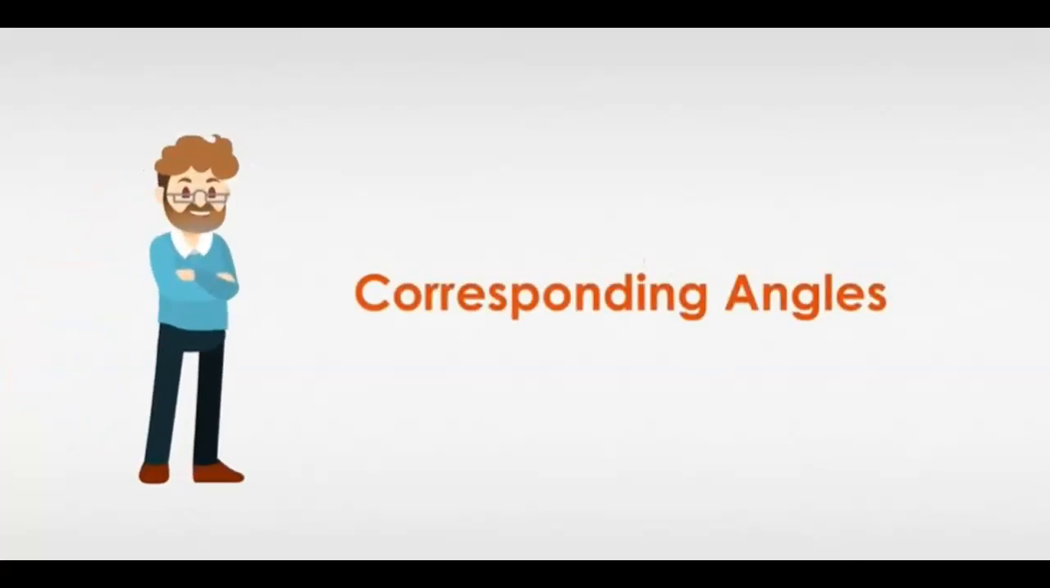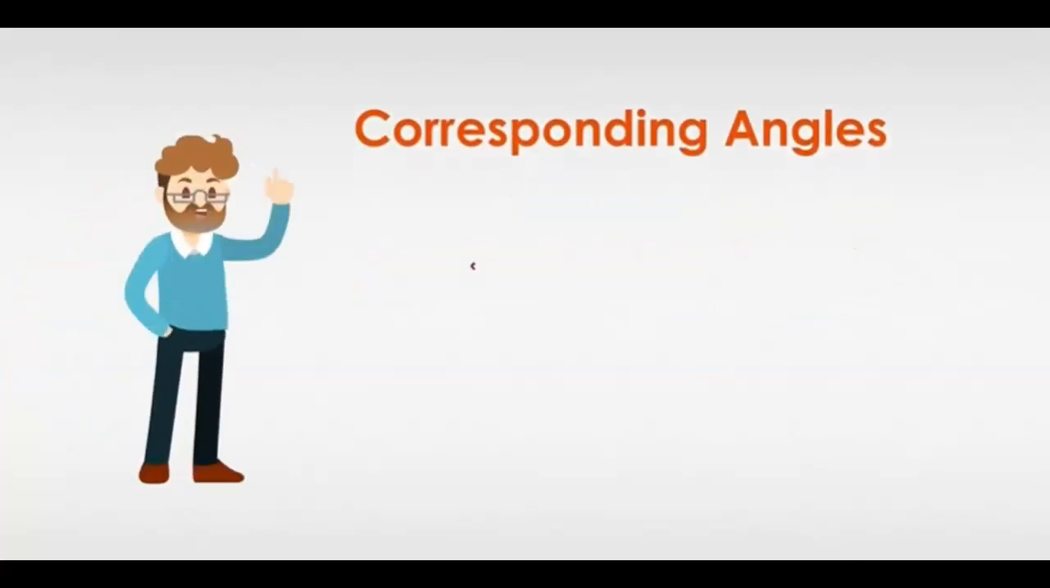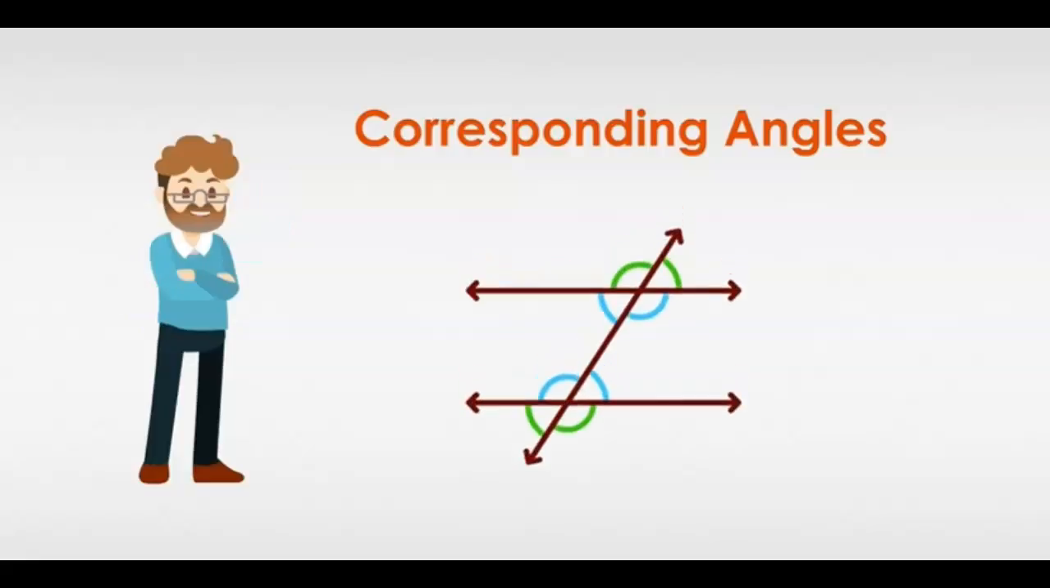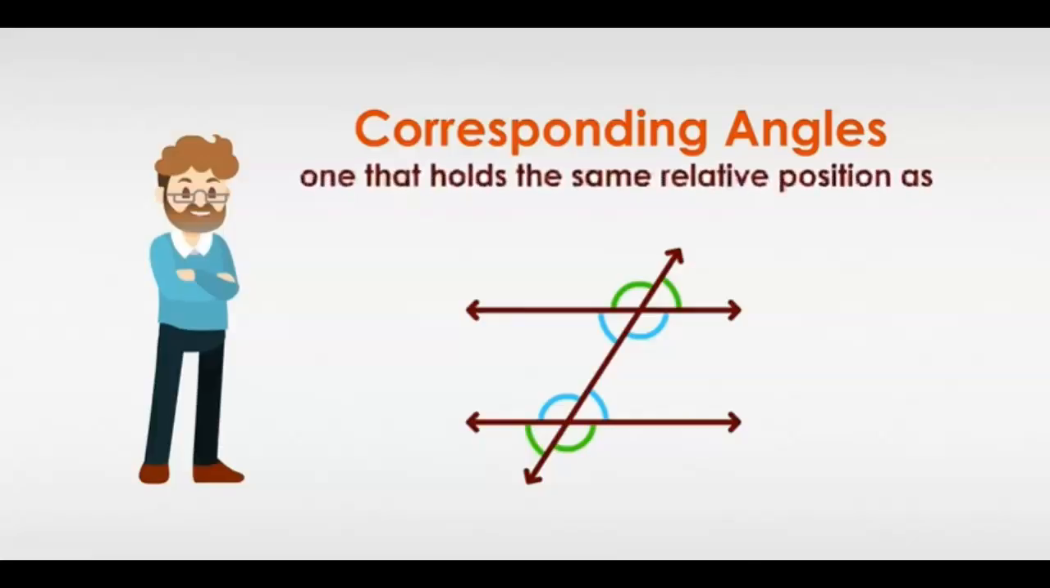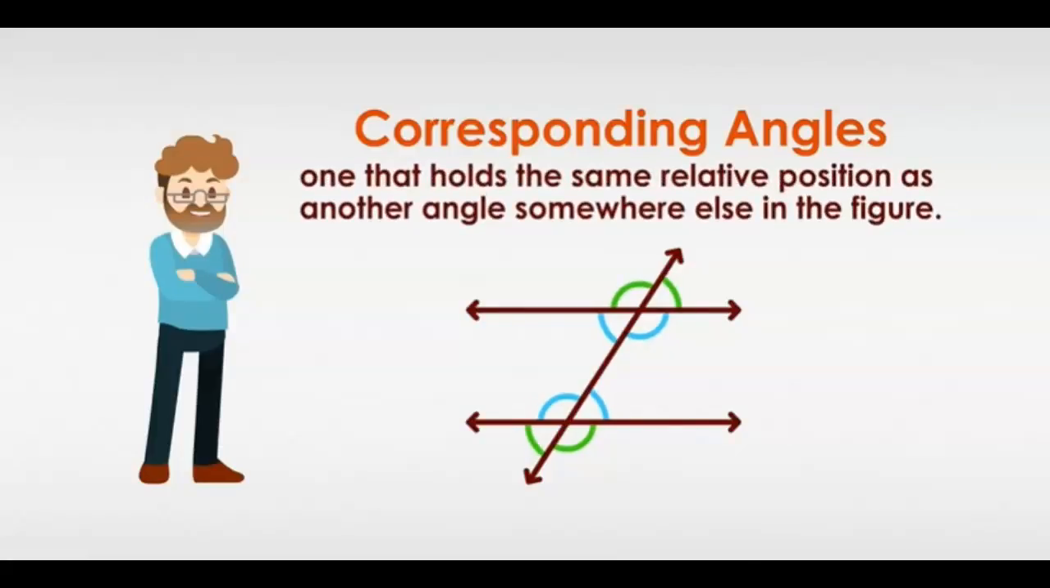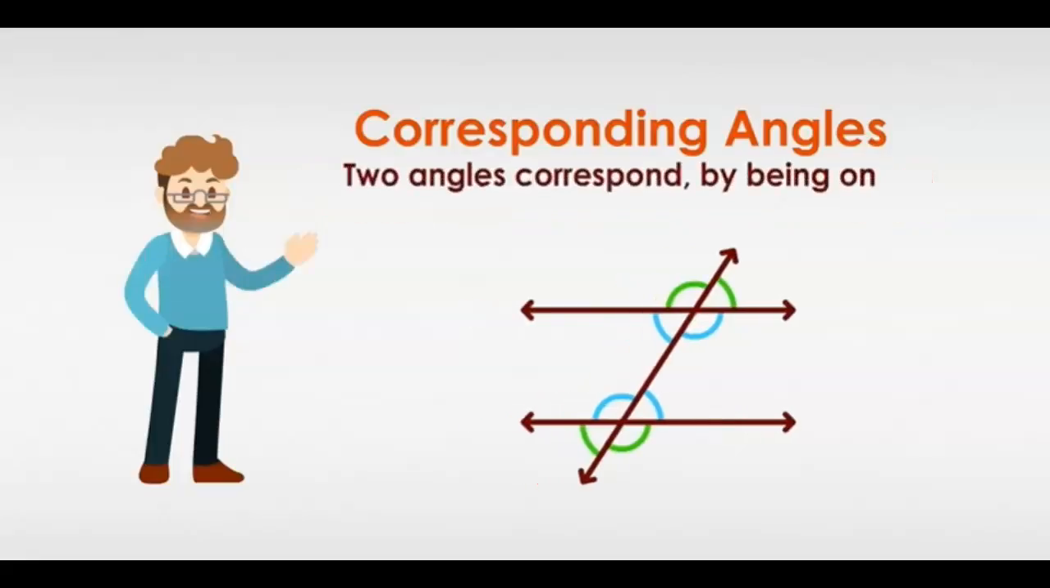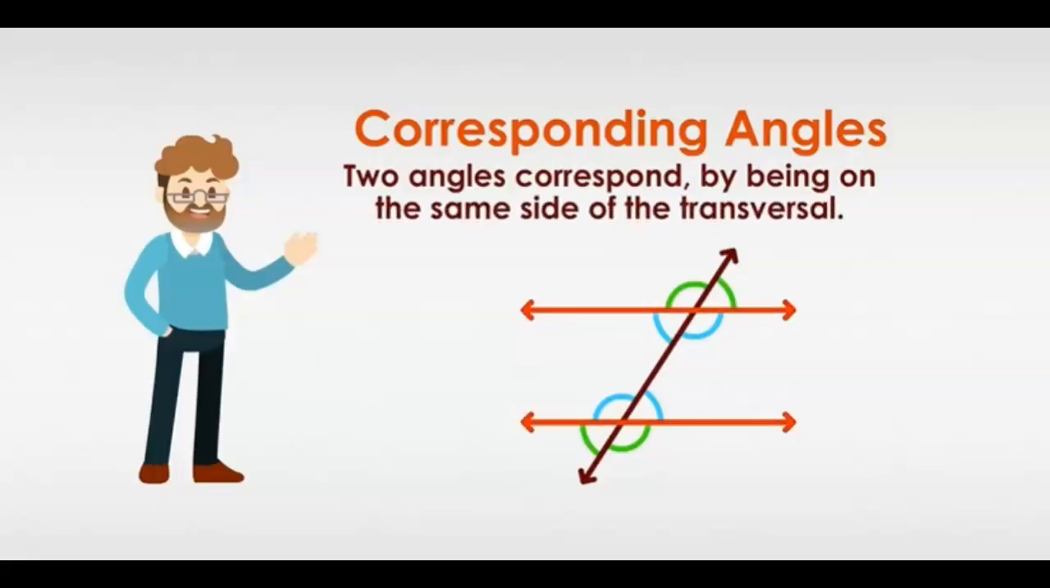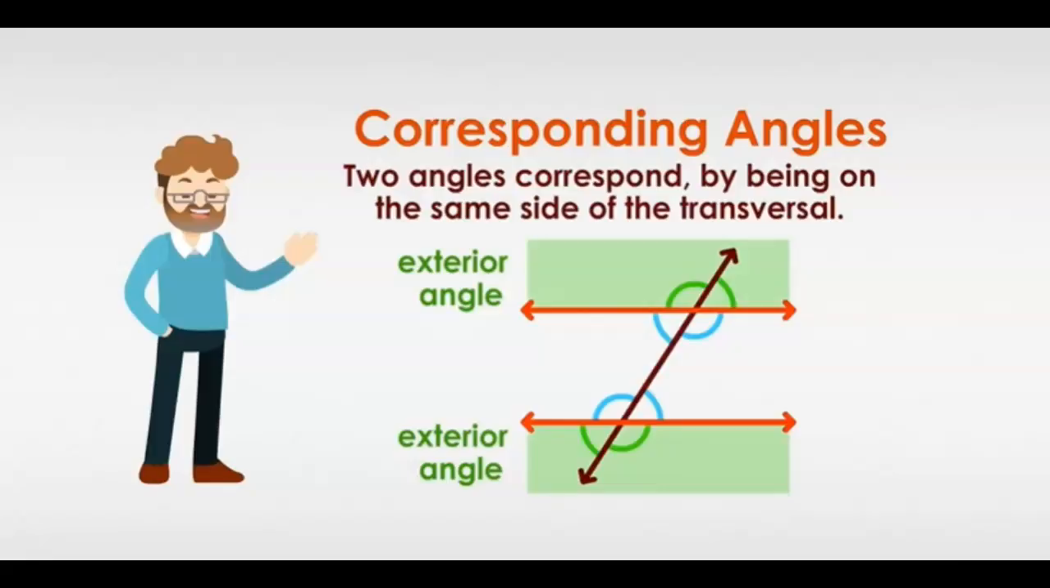Corresponding angles. Corresponding angles in plane geometry are created when transversals cross two lines. A corresponding angle is one that holds the same relative position as another angle somewhere else in the figure. Two angles correspond or relate to each other by being on the same side of the transversal. One is an exterior angle, outside the parallel lines, and one is an interior angle, inside the parallel lines.